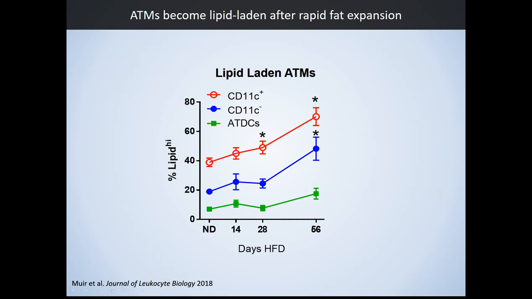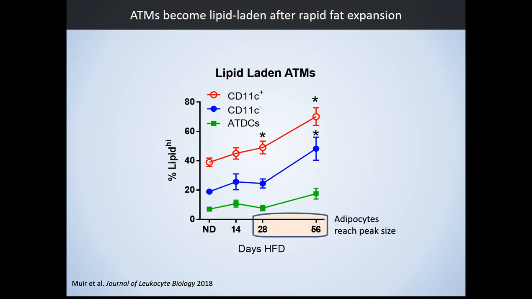And so we actually found, this is showing in red and blue two different subtypes of macrophages, and in green, dendritic cells. This is the frequency of lipid-high cells within that population across our time course on high-fat diet. We can see that by day 28, this type of macrophage is beginning to accumulate internal lipids. This is based on neutral lipid staining using a dye called LipidTox. And by 56 days, we can see both subtypes have accumulated lipids.